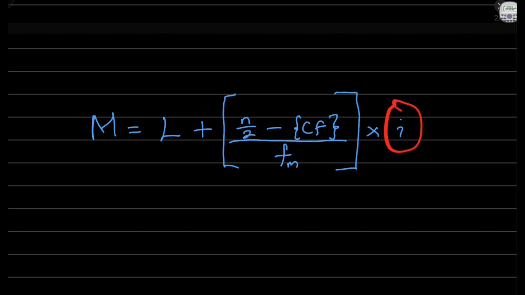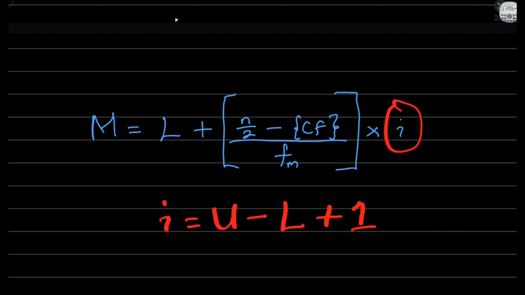How do you get your class interval? For a frequency distribution of the inclusive type, you get your class interval I by saying your upper class limit minus your lower class limit plus 1. That is how to get your class interval.